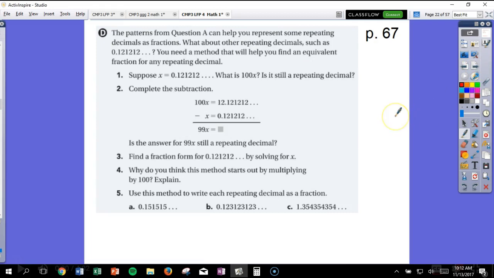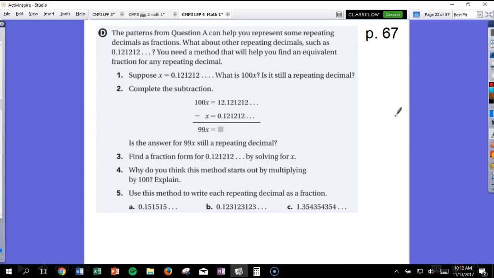Then we get into part D, and this is where you're really going to want to take some good notes. It says the patterns from question A can help you represent some repeating decimals as fractions. What about other repeating decimals such as 0.121212? Well, we need a method that will help us find an equivalent fraction for any repeating decimal. And it tells us here that we can set x equal to 0.12 repeating. And then what is 100x? Is it still a repeating decimal?